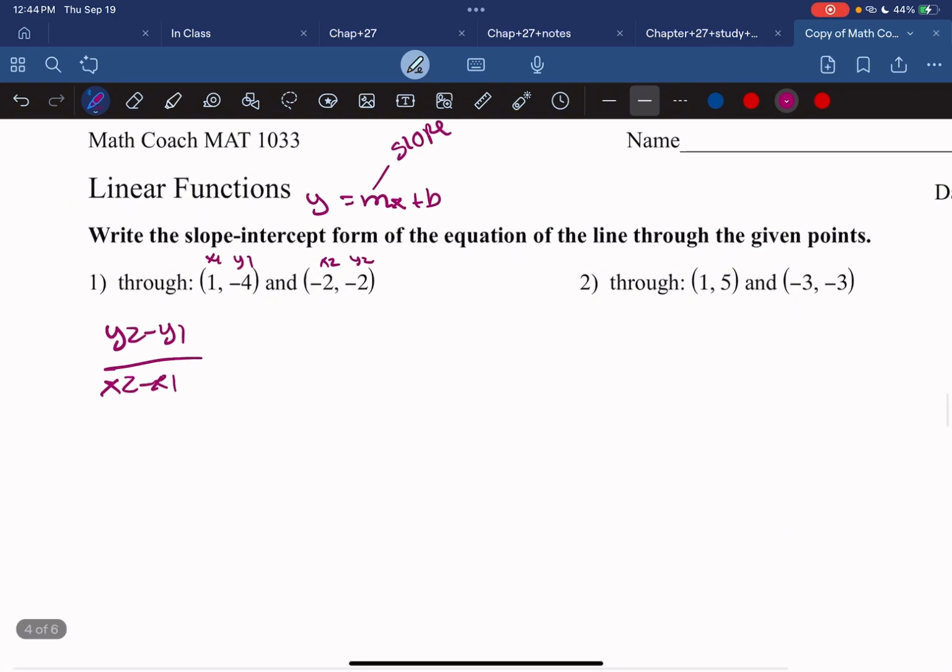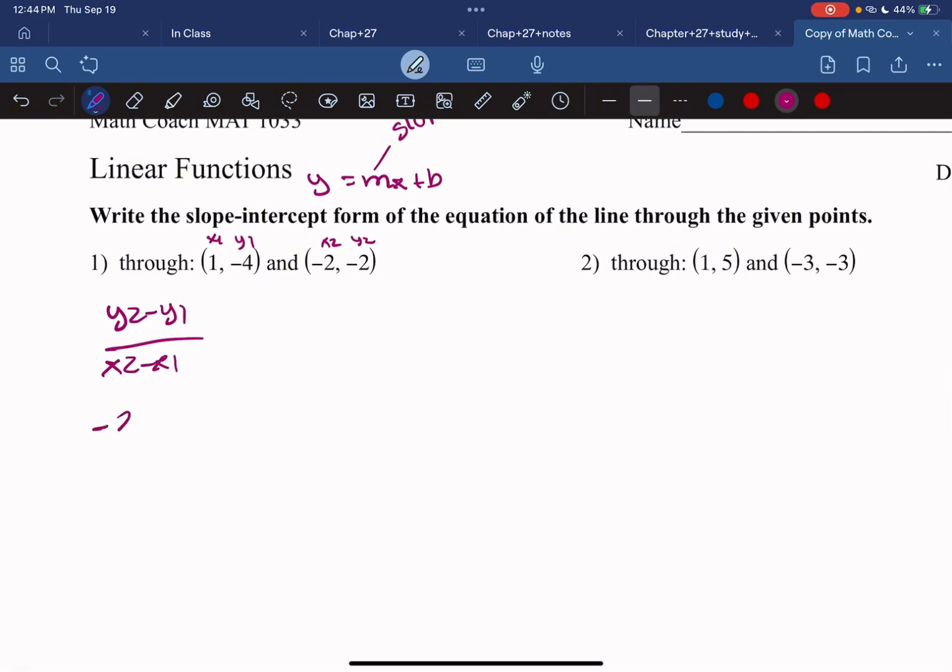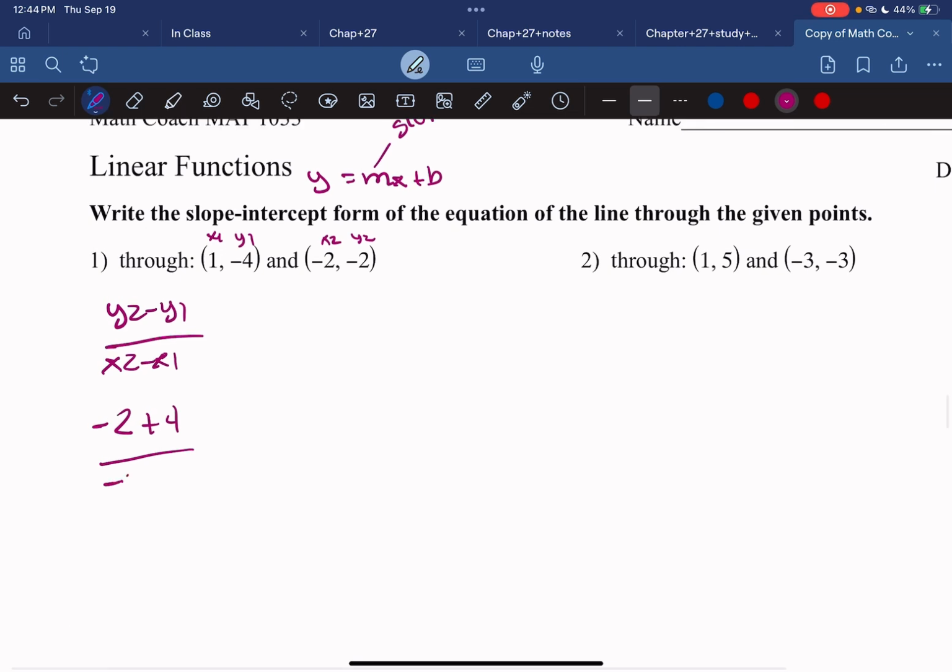Let's plug this in. -2 plus 4, because if it were -2 minus -4, this will become positive, because a negative and a negative makes a positive, over -2 minus 1. -2 plus 4 is going to be 2. -2 minus 1 is -3. So our slope is -2/3.